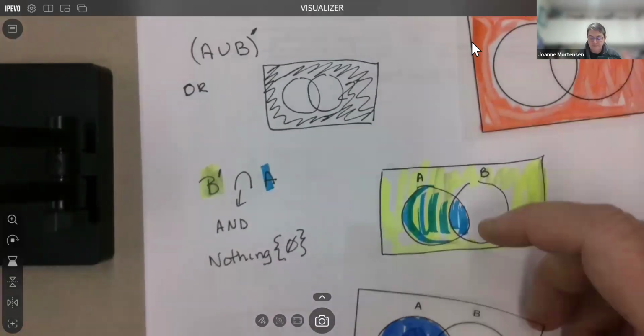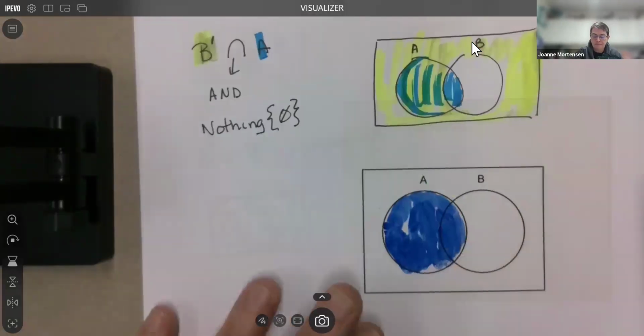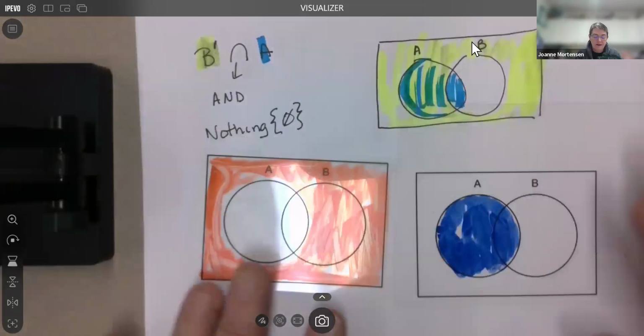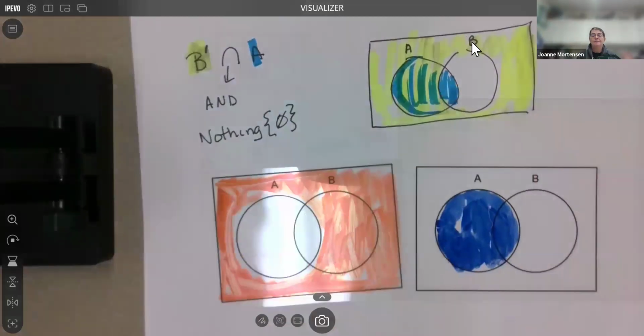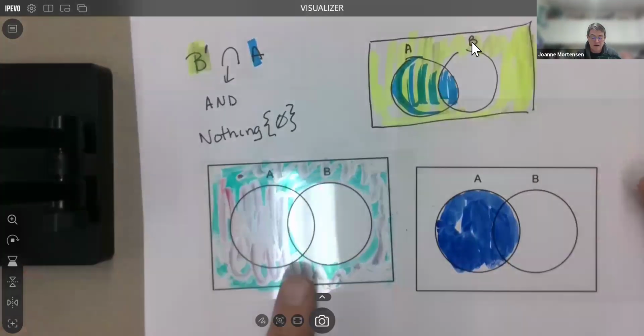This part is indeed A. But that silly diagram, that is not B prime. That's A prime, right? Because B is colored in. Duh. I should have been using that one.